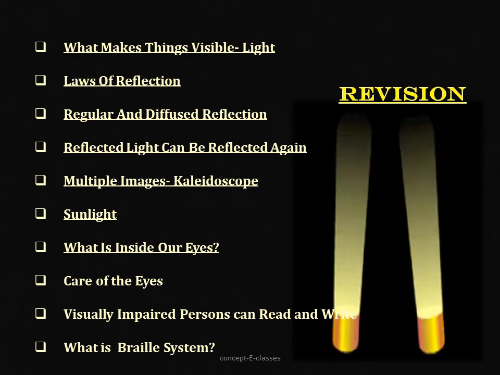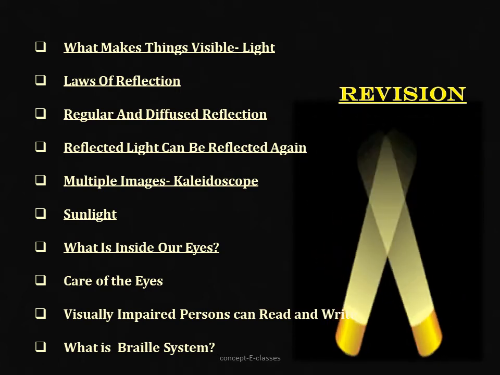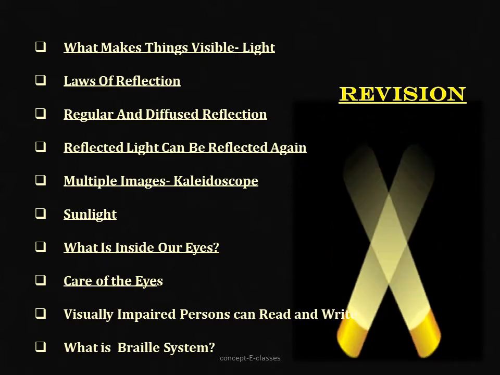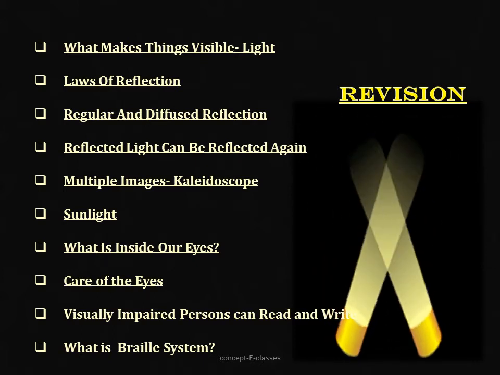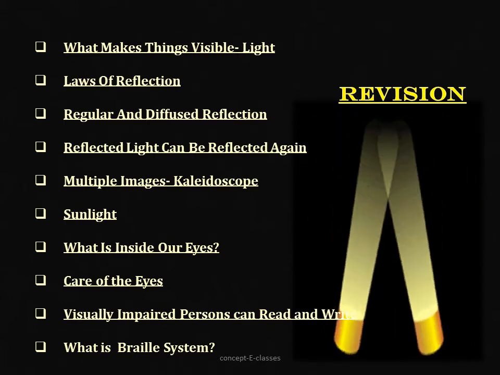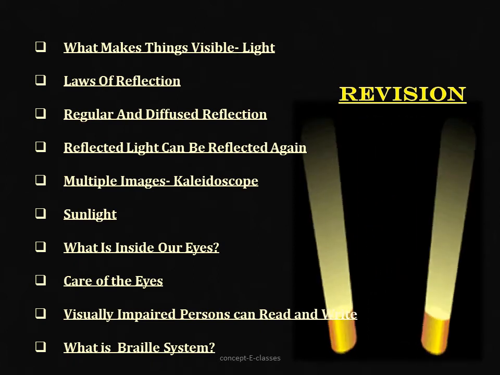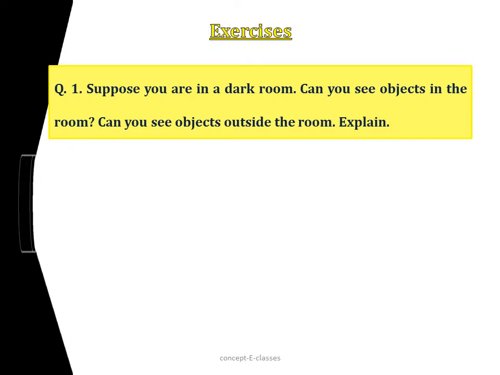Then we see things only when light enters into our eyes. So we studied about eyes and what is inside our eyes. Then how we can take good care of our eyes, and also about visually impaired persons and how they read and write, and finally about the Braille system. So let's now enter into the exercises.